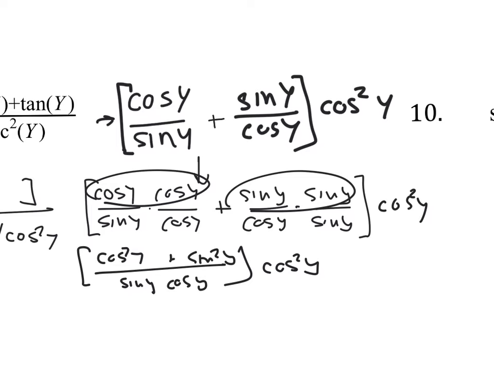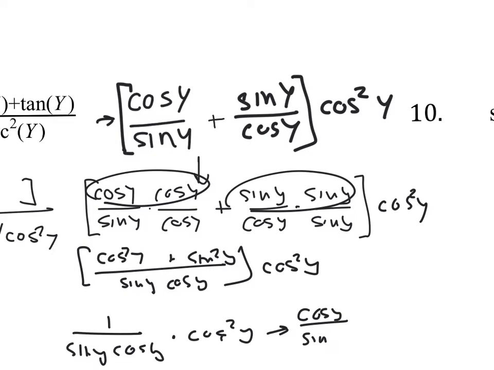So what's cosine squared y plus sine squared y? 1. It's good stuff. So continuing down the page, I've got 1 over sine y times cosine squared y. There's a cosine I can cancel. I've got a cosine squared in the numerator on the right, and a cosine y in the denominator, so I can convert that all to 1 cosine y in the numerator over 1 sine y in the denominator, which is? Cotangent. Yes.